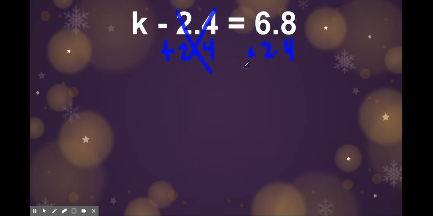to this side. 4 and 8 gives me 12. 6 and 2 gives me 8 plus 1 is 9. Remember, when I'm adding or subtracting decimals, I line up the decimals and I bring it straight down. So K is equal to 9.2.